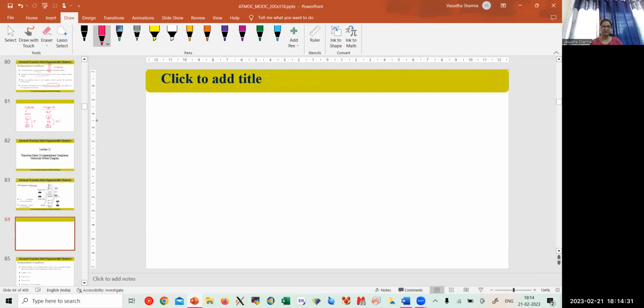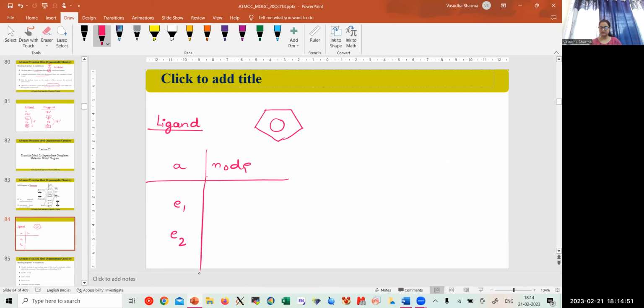Among the ligands, the ligand that we are talking about is Cp. It has a, e1, and e2. You have seen last time a, which has node equals zero, and mostly which one will form this combination? This is s, dz square, and pz orbitals.